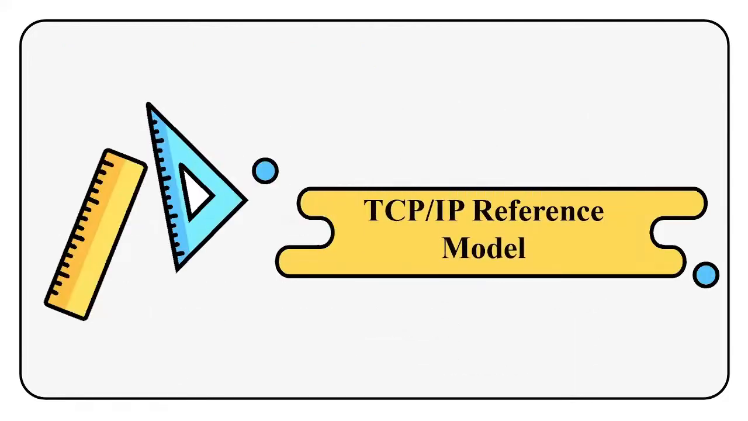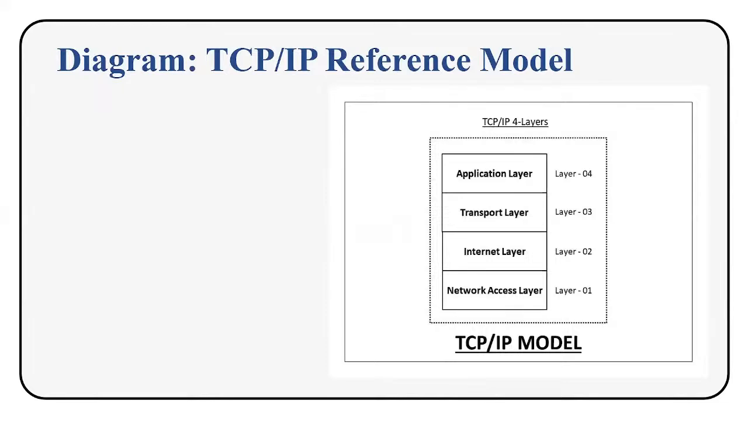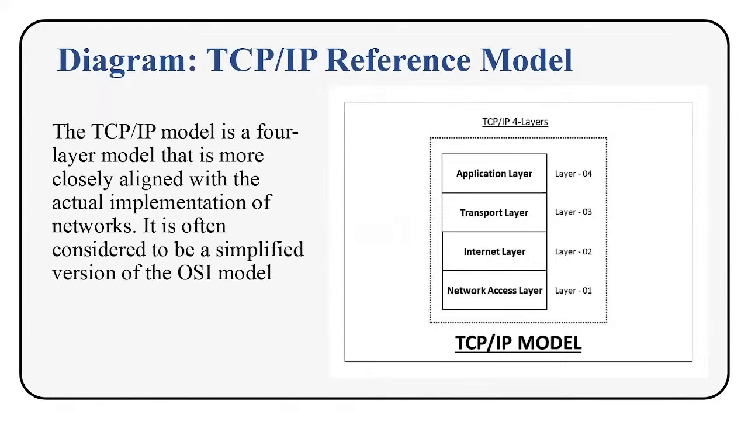Now the next thing is the TCP/IP reference model. So the OSI reference model I have already discussed. Now I am talking about the TCP/IP. So this is the diagrammatic representation. You can see in the TCP/IP reference model there are only 4 layers.